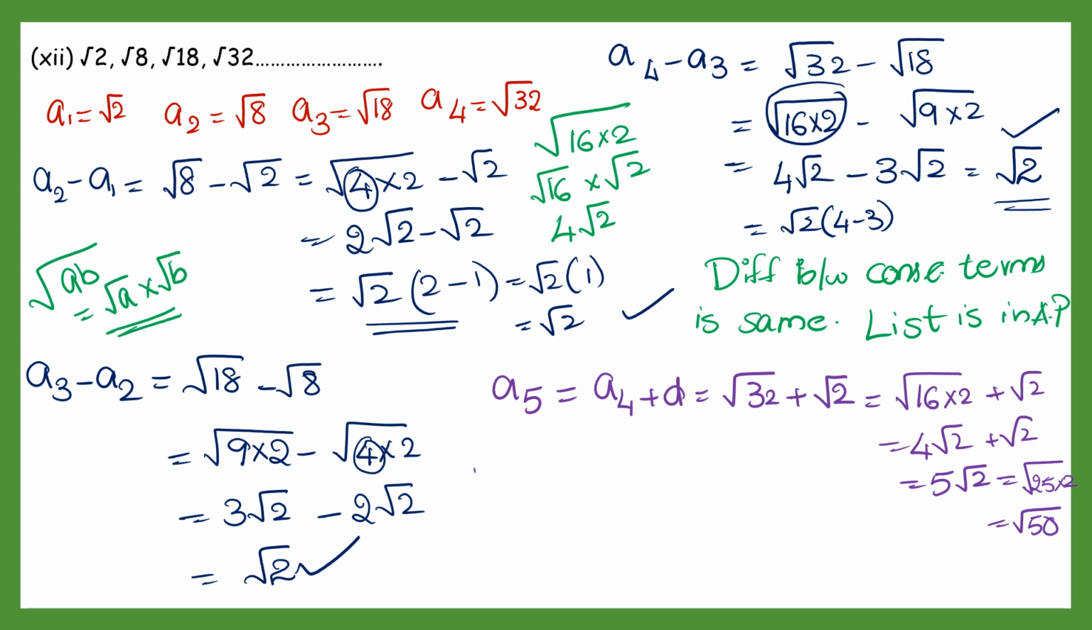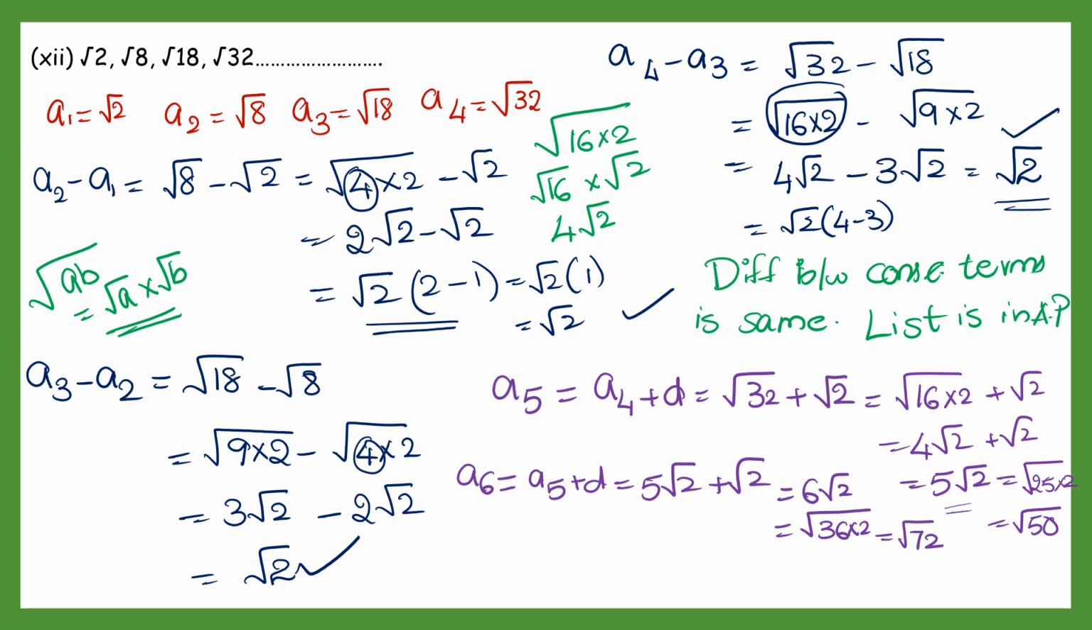Now the sixth term. Sixth term A6 is the fifth term plus common difference. Fifth term we got what? We can write 5 root 2 directly. 5 root 2 plus root 2. That is nothing but 6 root 2. If 6 goes inside the root, it will become 36 into 2. It will become root 72.